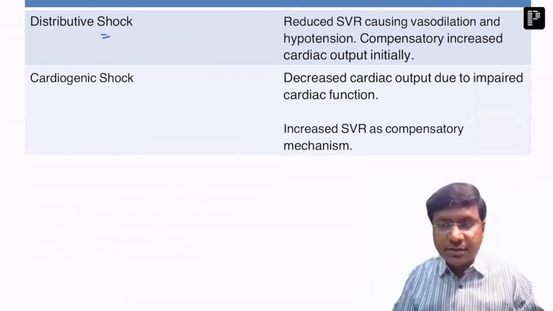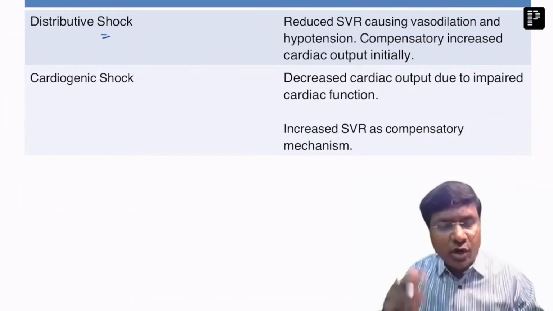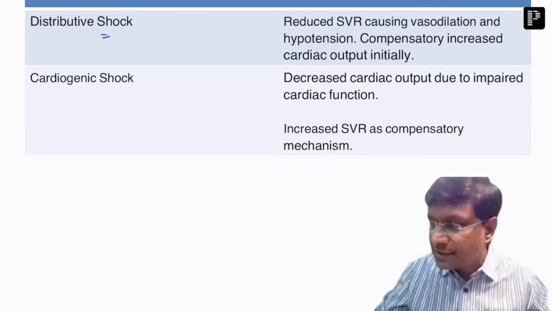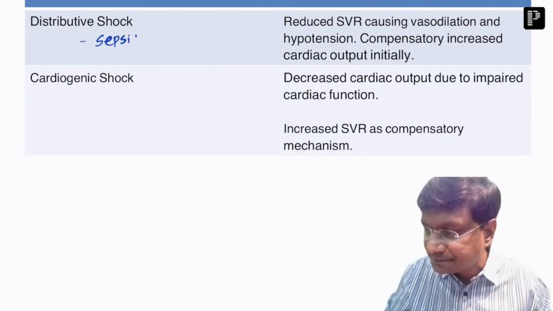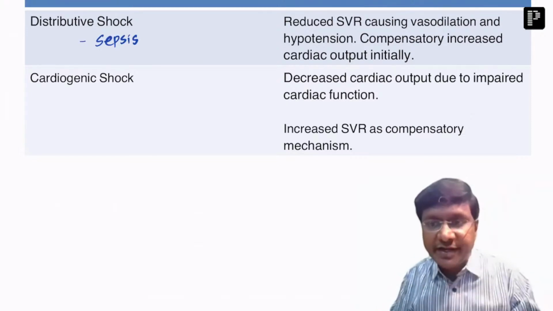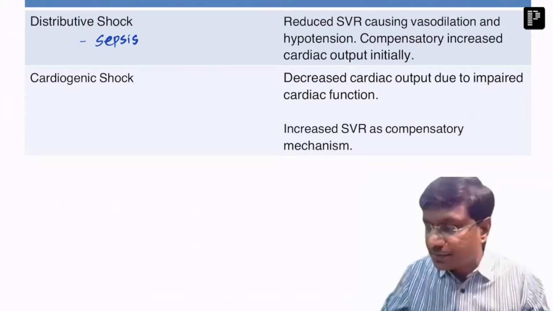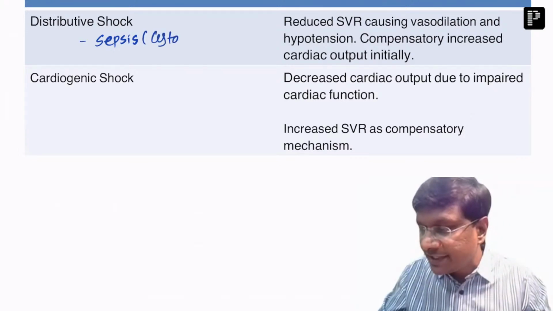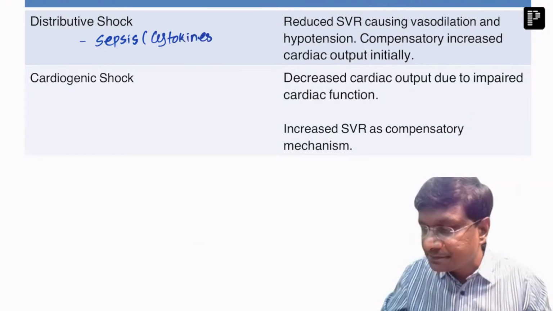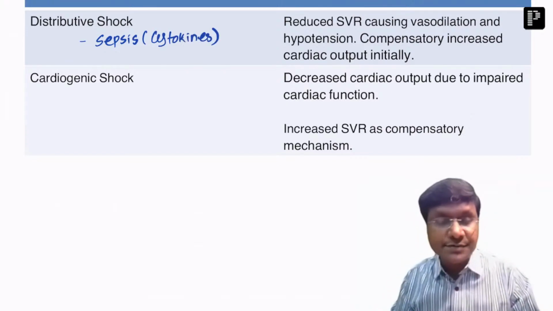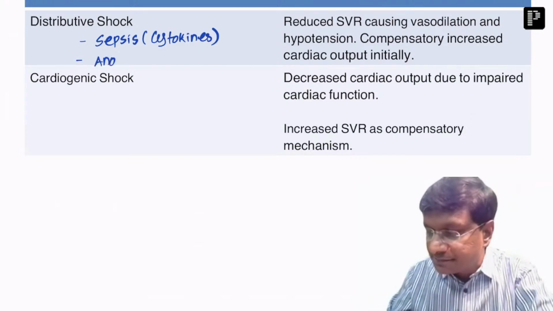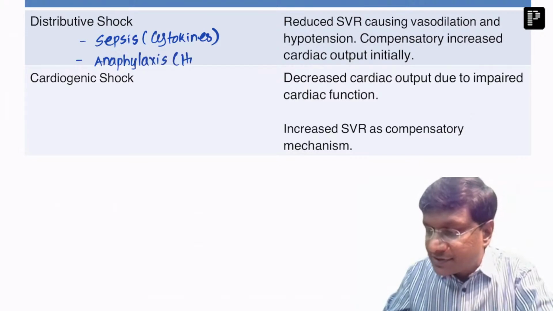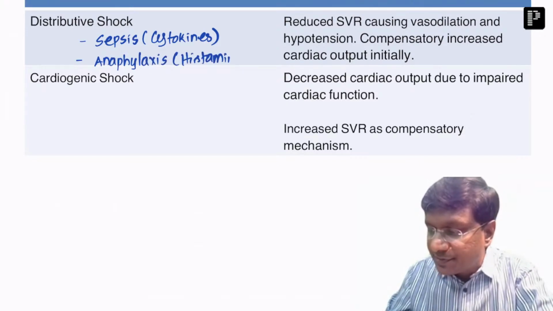Now, in patients with the distributive shock, very important, what is the etiology for the distributive shock? A very important etiology for the distributive shock includes sepsis. Right? Sepsis is one of the very important etiologies. What will this sepsis do? This sepsis will release the inflammatory cytokines. And another important etiology for the distributive shock is anaphylaxis. Now, what is being released in anaphylaxis? In anaphylaxis, there will be release of histamine.